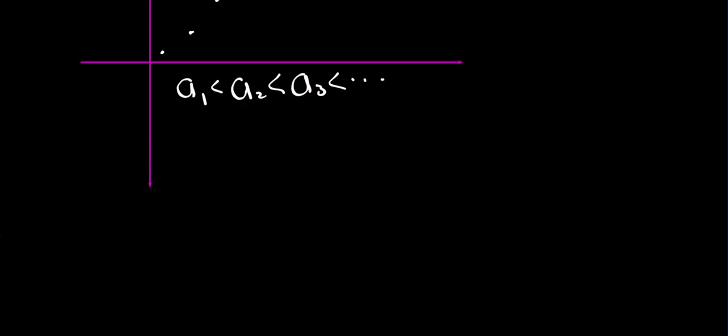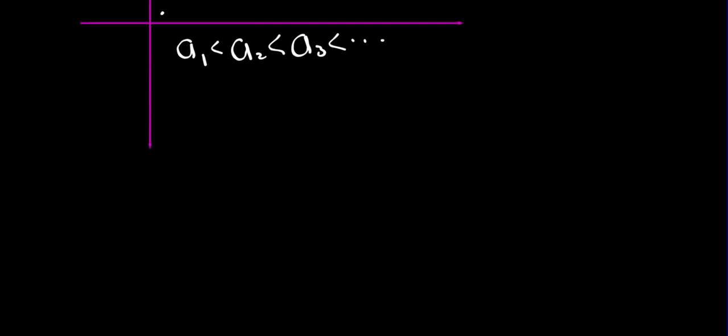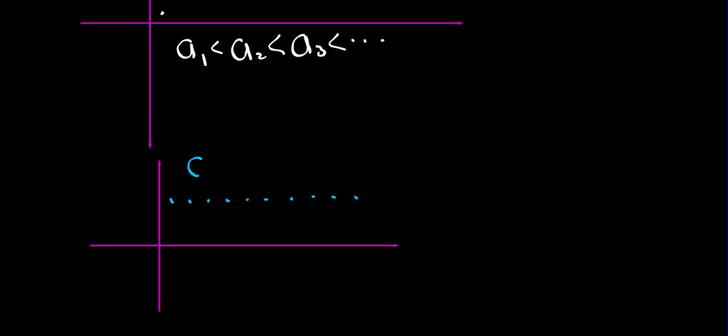Okay. Now, let me do another one here. And we're just defining some things. This one, let's suppose that every term of the sequence is the same. Notice every term of the sequence is equal to the others. This is also monotonic.